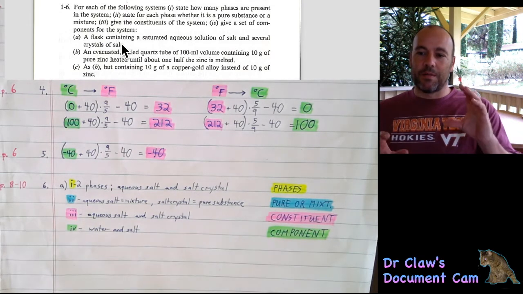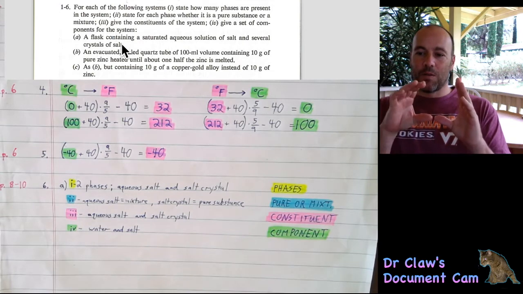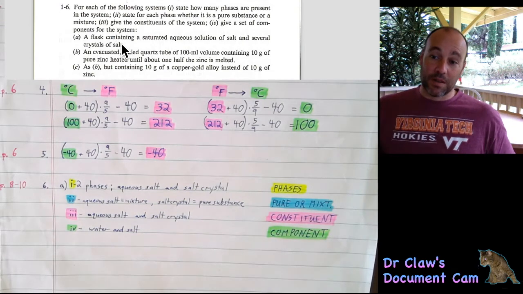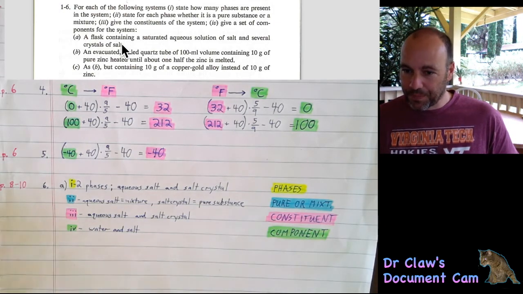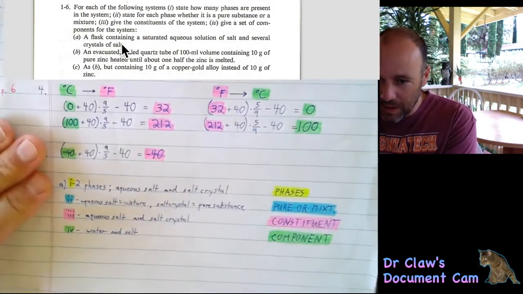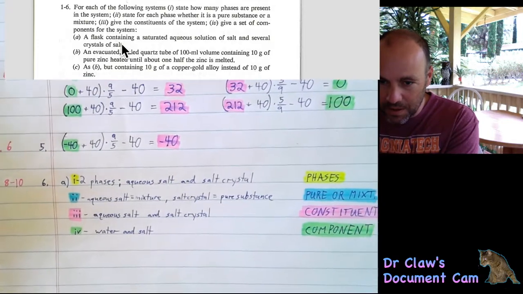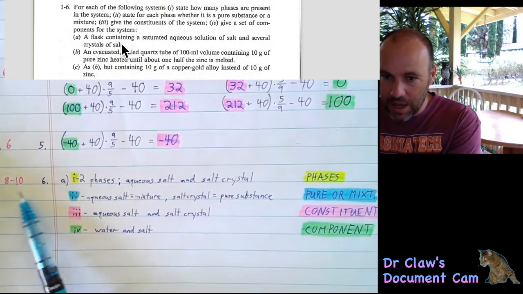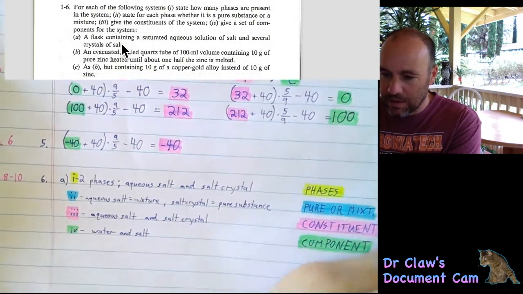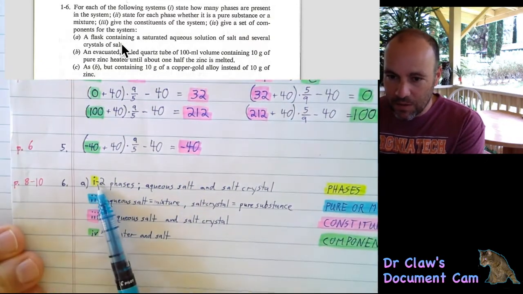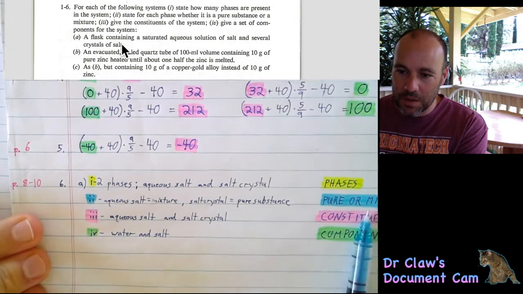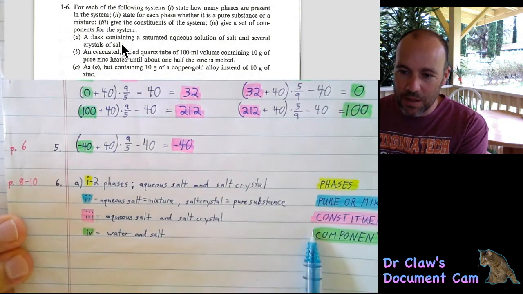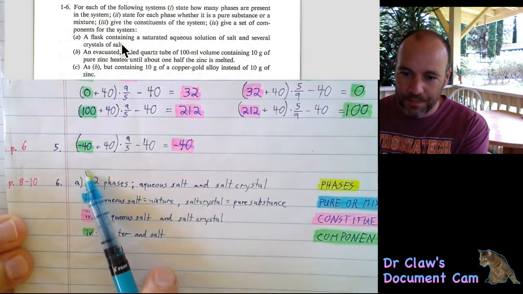Okay, so you have some flask and you have salt water along with some extra salt crystals in there. So here are the notes. This is discussed on pages 8 to 10, right? So we're interested in the phases, whether it's a pure substance or a mixture, the constituents, and the components, okay?